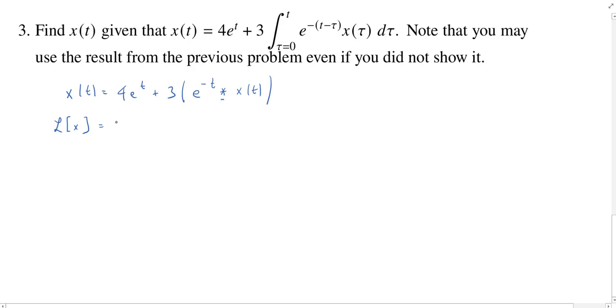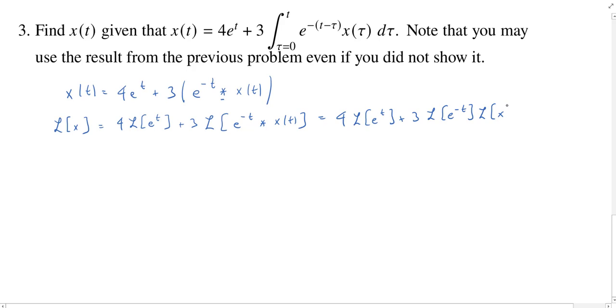So L of x is going to equal 4 times the Laplace transform of e to the t. Let me just leave it like this for now. Plus 3 times the Laplace transform of the convolution of e to the negative t with x of t. Okay, so by the convolution theorem, I can break this Laplace transform of the convolution up into 2 different Laplace transforms. So this will be 4 times the Laplace transform of e to the t plus 3 times the Laplace transform of e to the negative t times the Laplace transform of x.